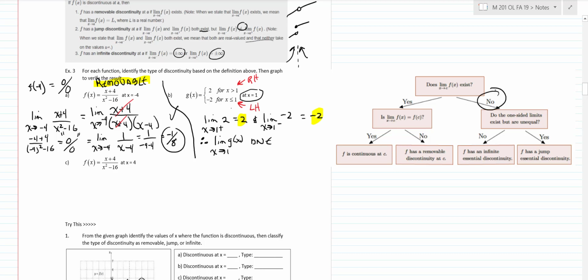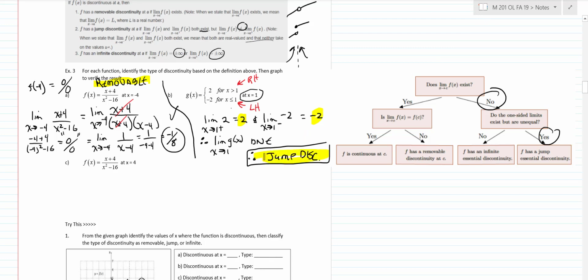So that's where we are in our checklist, we're over here. The next question is, do the one-sided limits exist but are unequal? Yeah, that's what we just found. We just showed they're unequal. So therefore, this one is a jump discontinuity. Okay, that's how you do it.